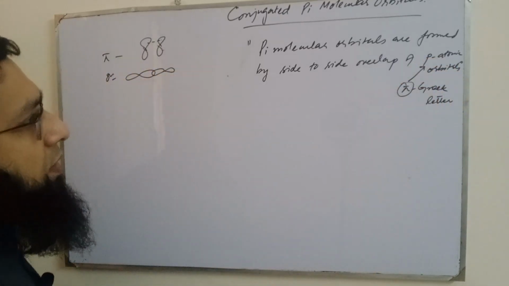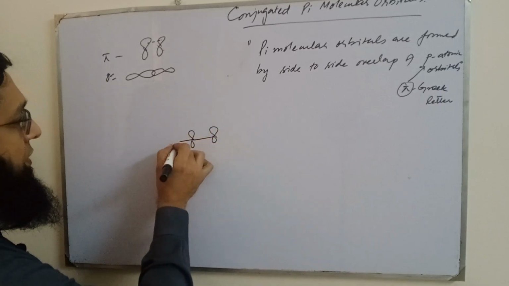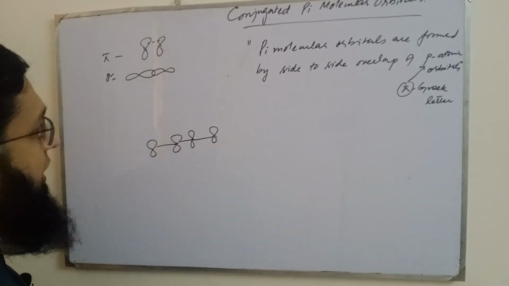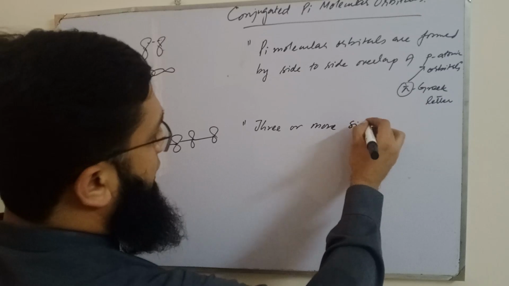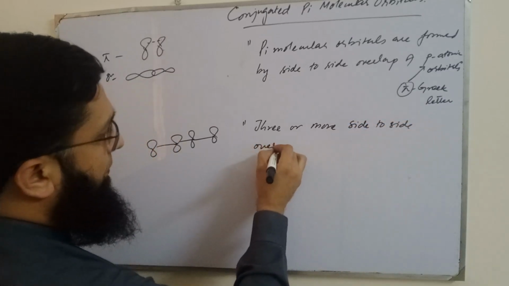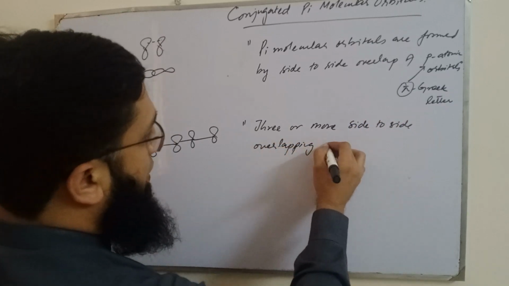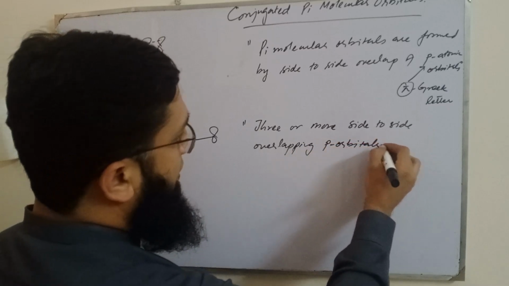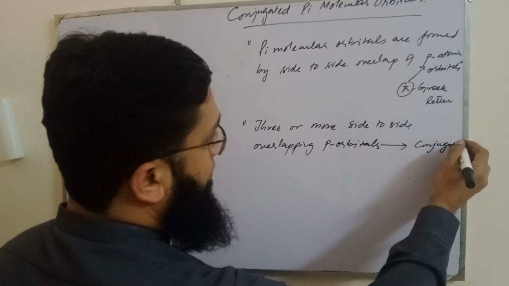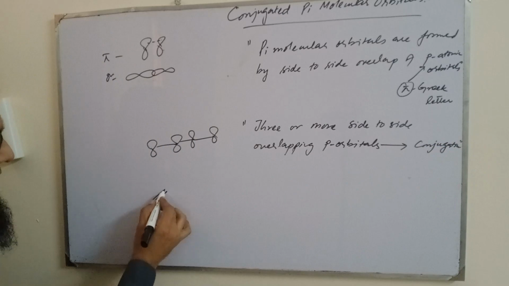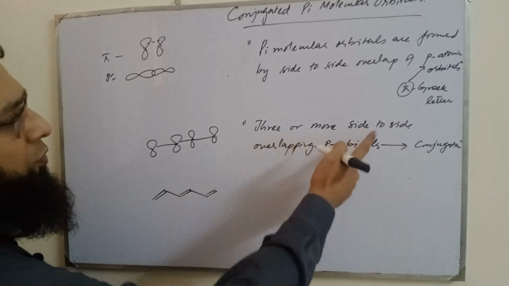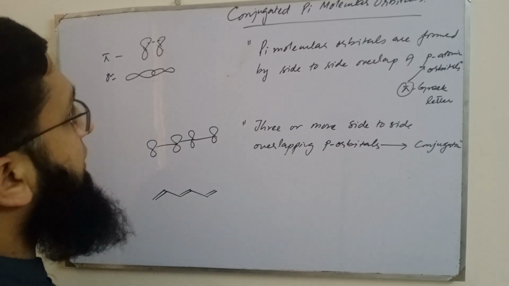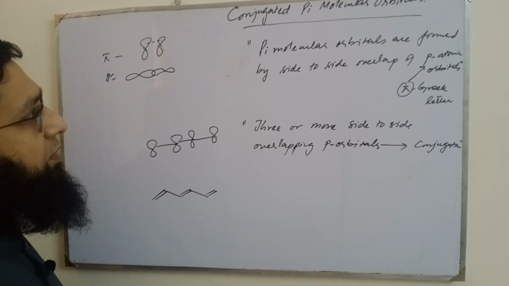So these p atomic orbitals can be 2, 3 or more, and when we have 3 or more side-to-side overlapping p orbitals, this is called conjugation. In general, we know that alternating double bond and single bond is conjugation, and of course this is also conjugation, but this is one type of conjugation. The comprehensive definition would be 3 or more side-to-side overlapping p orbitals. So now we see some examples of molecules having p orbitals.